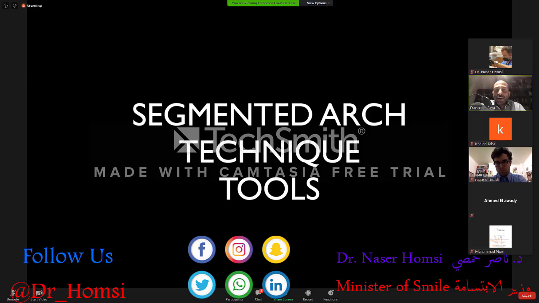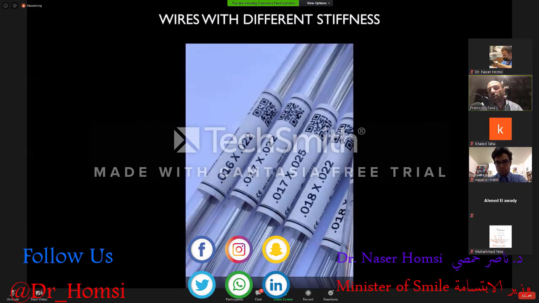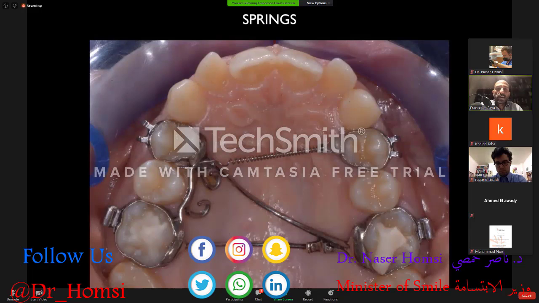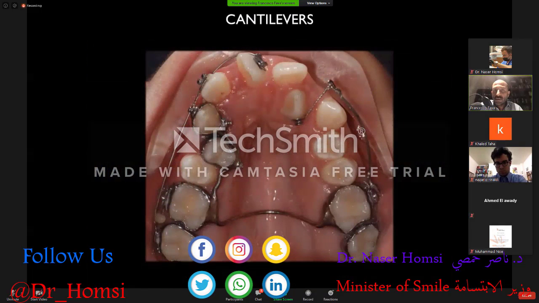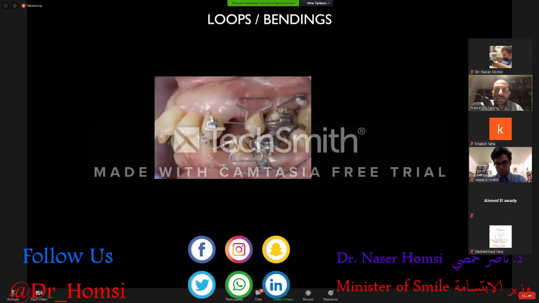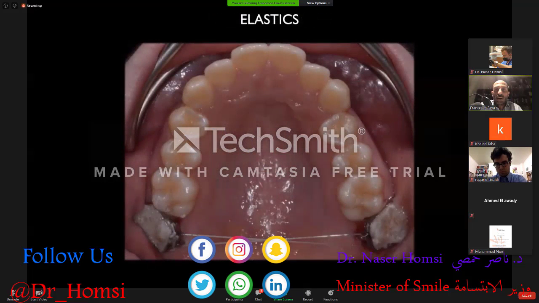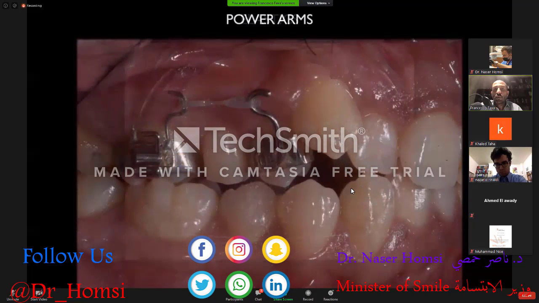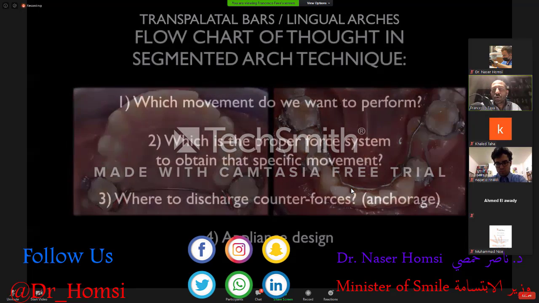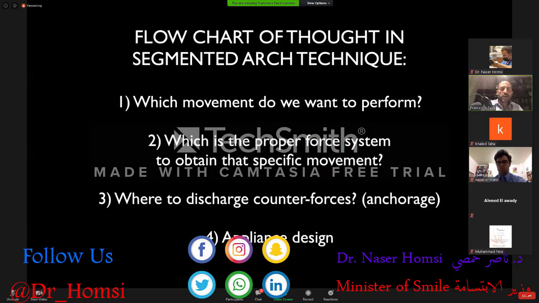Talking very fast about the tools of the segmentary technique, which are wires with different stiffness, wires in long sticks, and springs of different kinds, cantilevers which can be used to generate forces and moments in very different ways, loops, bendings done in different ways, elastics used to selectively move the teeth, power arms very useful to apply force as close as possible to the center of resistance of the teeth to obtain a bodily movement, and then transpalatal bars and lingual arches very useful to increase our anchorage.